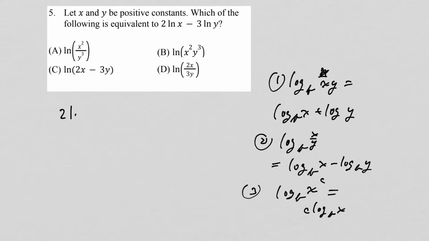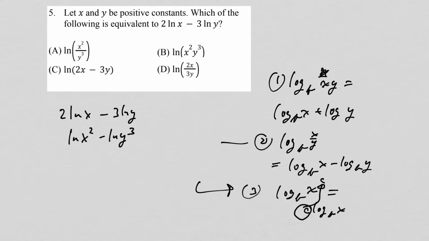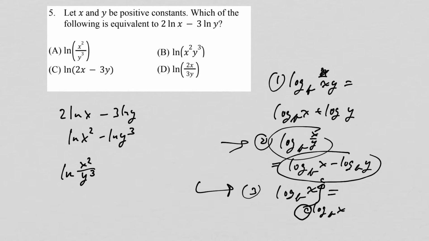So when I say 2 ln x minus 3 ln y, I'm going to use rule number 3 in reverse. Ln means log base e. Basically, rule number 3 in reverse says if you see a c, something like a coefficient, you are permitted to move it to be the exponent. And that's why this turns into ln x squared minus ln y to the third. Now I'm going to use rule number 2 in reverse that says if you have the difference of two logs, you can combine it into one log as a fraction. And that is why I think the answer is A.